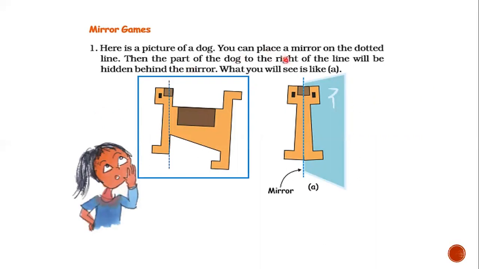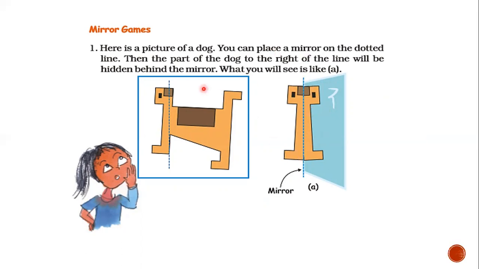You can place a mirror on the dotted line, then the part of the dog to the right of the line will be hidden behind the mirror. What will you see like this? See, this is an example given with the answer. If we keep the mirror vertically along this part, in the mirror half you are going to get a figure like this. Okay.